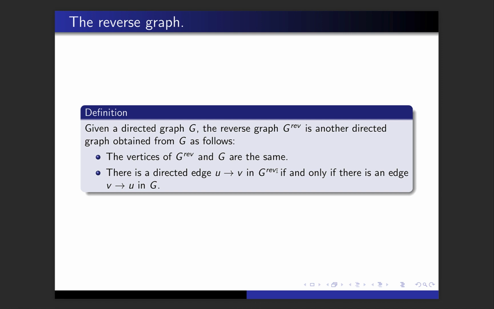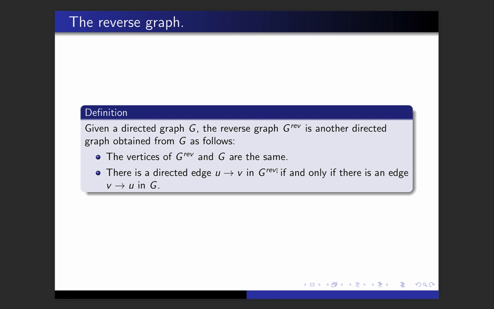The vertices of both graphs are the same. It's the same set of vertices. Now you have an edge in the reverse graph from vertex U to vertex V if and only if you have an edge in the original graph from vertex V to vertex U. In other words, it's exactly what you think. You are reversing the direction of every single edge, and that's it. If you reverse the direction, we call that the reverse graph.